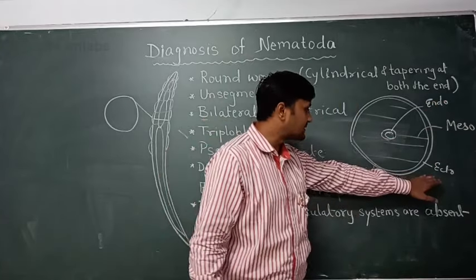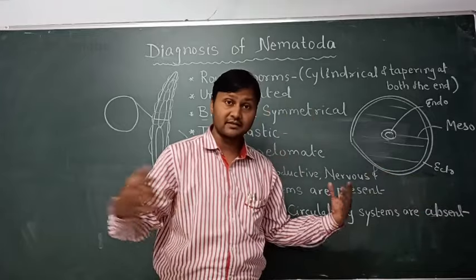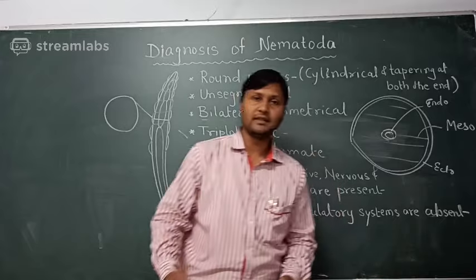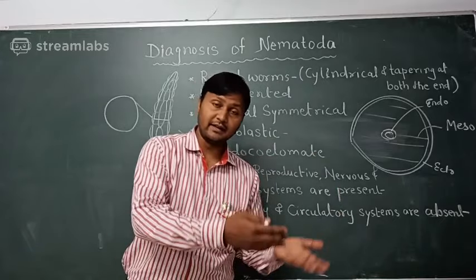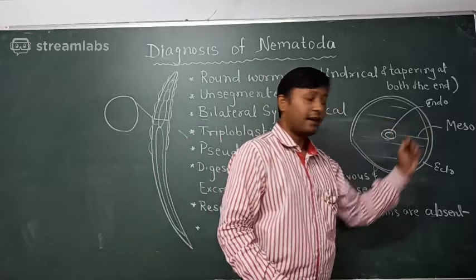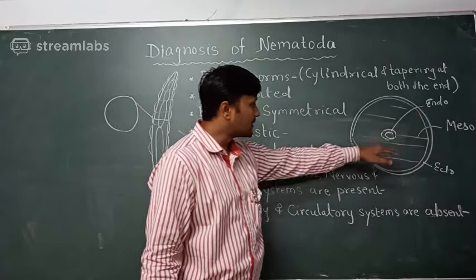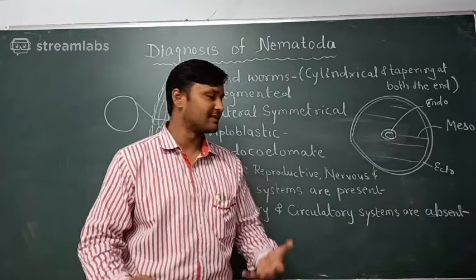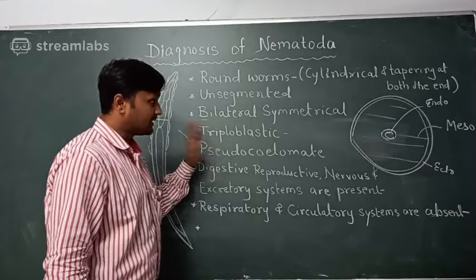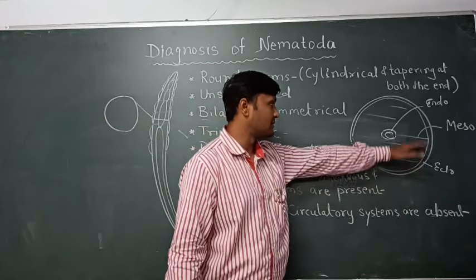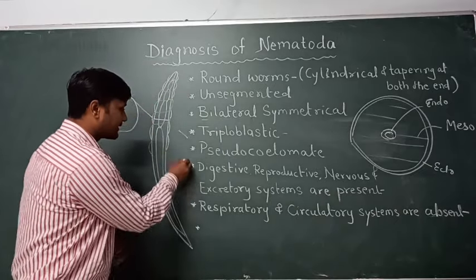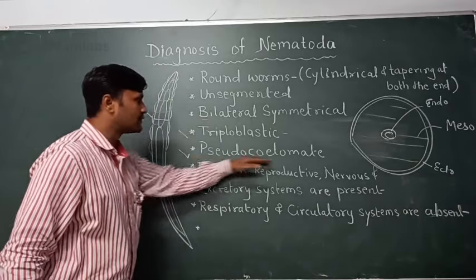Basically, the ectoderm gives rise to the external structures of the organism, and the endoderm is responsible for the innermost parts, like the intestine. And mesoderm gives rise to the skeleton and muscle cells. So nematodes have three germ layers: ectoderm, mesoderm and endoderm. Another characteristic feature is pseudocoelomate.